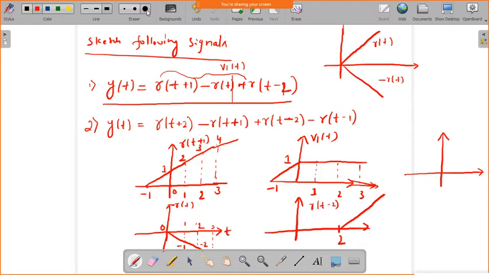So write the resultant signal. What is y of t?